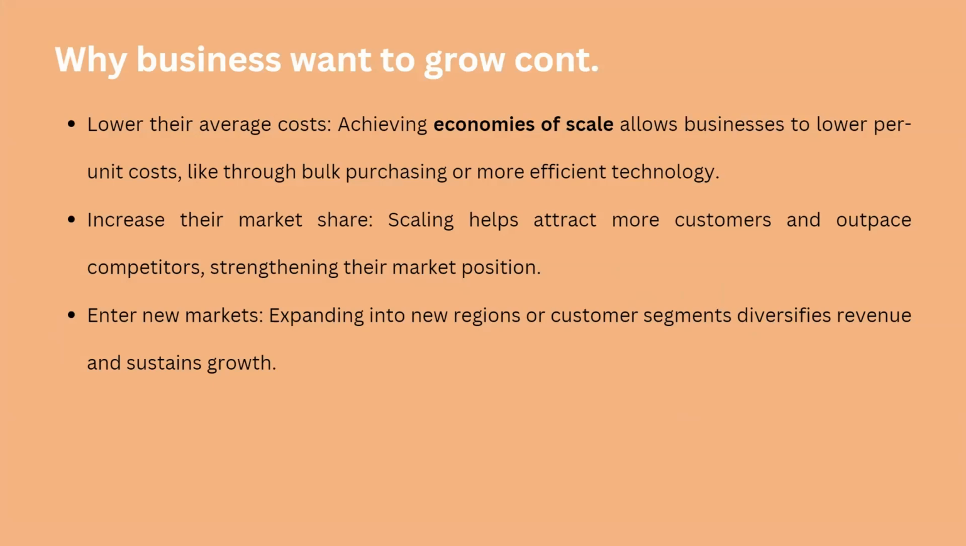So the reason for lowering their average cost is achieving economies of scale, which would allow businesses to lower per unit costs, like through bulk purchasing or more efficient technology. So we know that when we purchase in bulk, we get a huge discount on that. And also we can use our technology efficiently, to the maximum. So the per unit cost of producing the goods lowers and we achieve economies of scale. So of course the businesses want a lower per unit cost so that they could increase their profits.